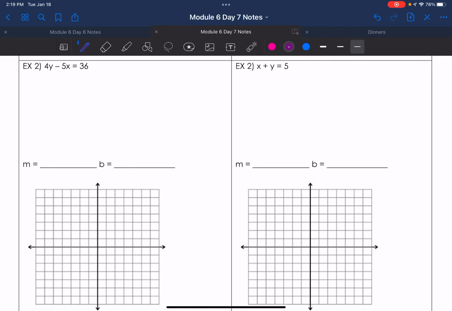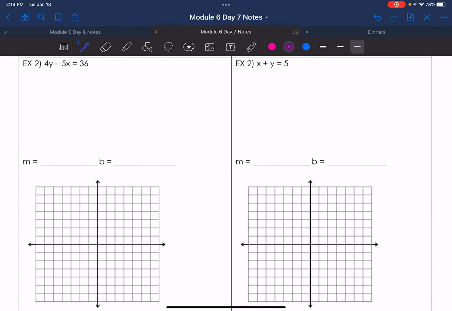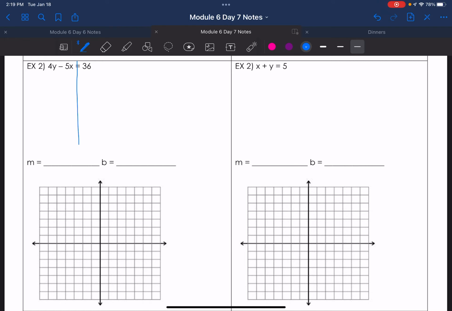All right, so now we have 4y minus 5x equals 36. So again, we want to draw that line straight down the center of the equal sign. And I need to get y by itself. So first things first, I need to get rid of this -5x, or the minus 5x. To undo a -5x, we need to add 5x to both sides.